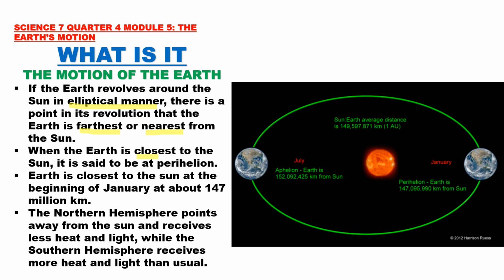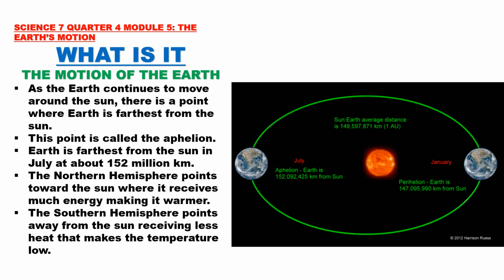When the Earth is closest to the Sun, it is said to be at perihelion. Earth is closest to the Sun at the beginning of January at about 147 million kilometers. During perihelion, the northern hemisphere points away from the sun and receives less heat and light, while the southern hemisphere receives more heat and light than usual. At the time of perihelion, Earth is about 147 million kilometers away from the sun. On average, Earth's distance from the sun is 149 million kilometers.